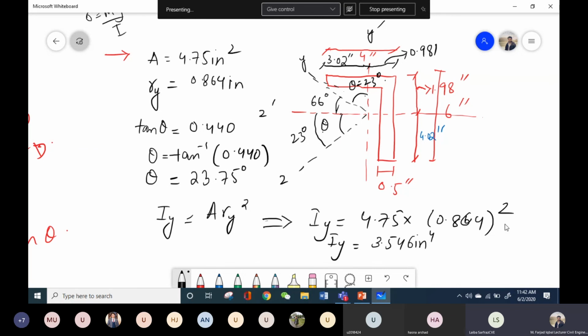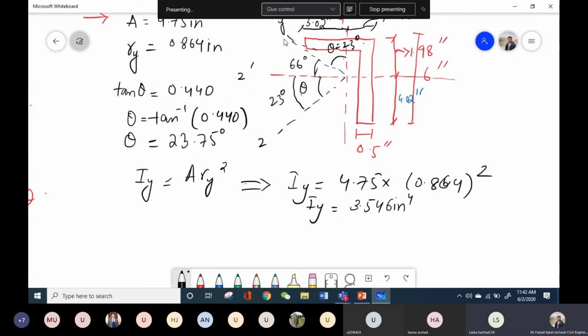Inch 4. Now I know the moment of inertia. Are Iy, Iz and so on not given in the section table? Actually, in some section tables it is given directly, but in some section tables like this one, they have given you the radius of gyration and the area, so you can also calculate it by this.